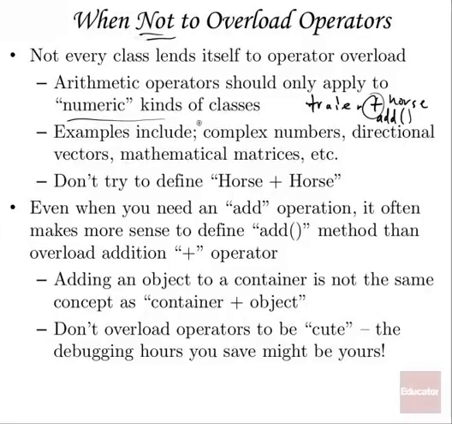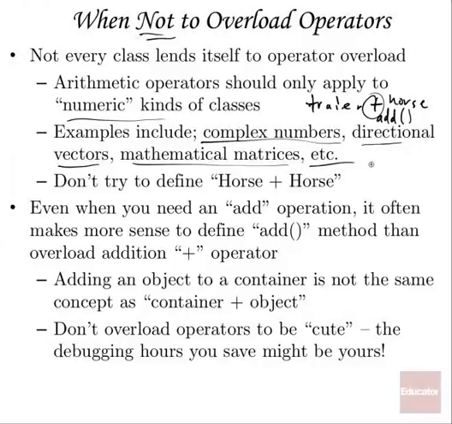A class is typically treated as if it was a number. Even though it may have lots of numbers inside, tons and tons of data within it, it is conceptually a number. For example, we've got complex numbers. Those of you familiar with engineering and science know what a complex number is. Directional vectors can be added together. A mathematical matrix, you can add two matrices together, multiply them, invert them, all types of various things.